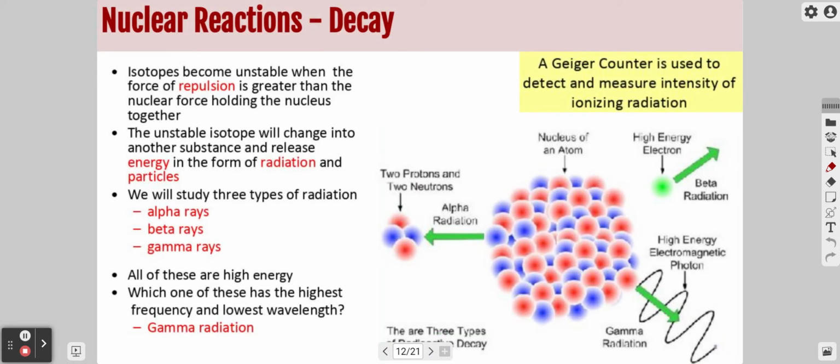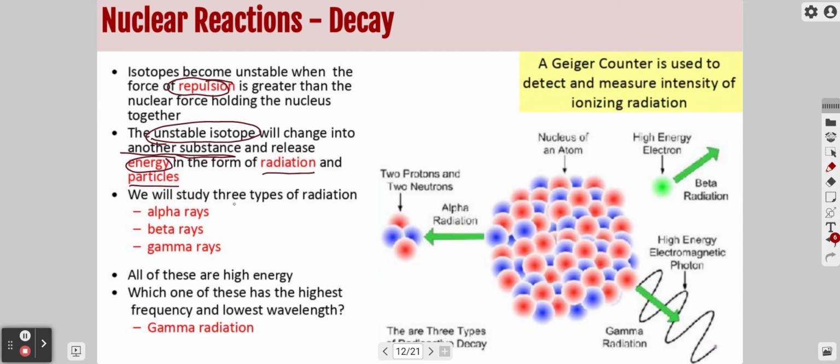All right, nuclear decay. Isotopes can become very unstable when their repulsion force is greater than the nuclear force holding them together in the nucleus. When you have an unstable isotope, it's going to change into another substance. It could be a whole other isotope. It could be a whole other element even. And when it does this, it releases energy in the form of radiation and particles.